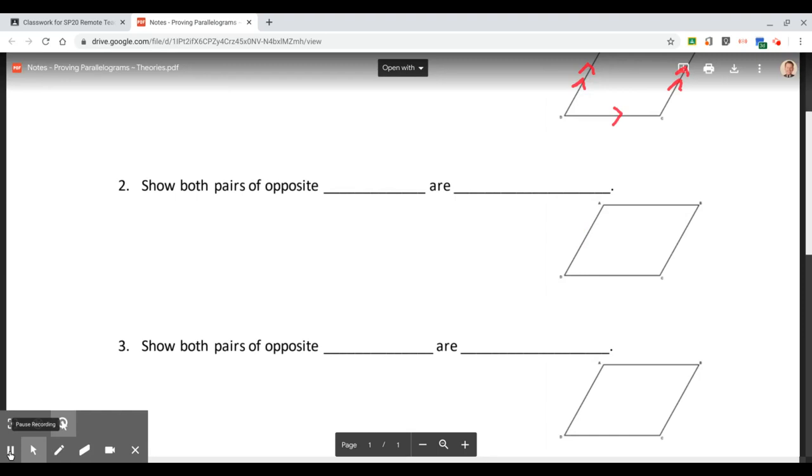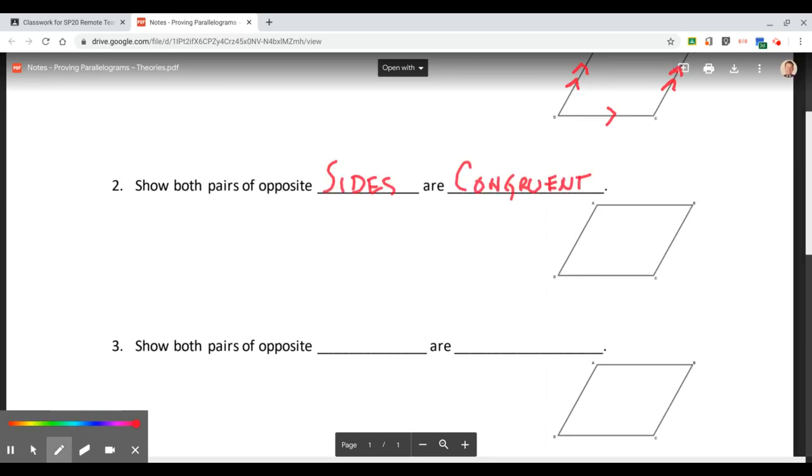This says show both pairs of opposite sides are congruent. So we need to show that both pairs of opposite sides are congruent. So these two would have to be congruent, as well as these two sides would have to be congruent. Okay? And that would also show that this quadrilateral is a parallelogram.